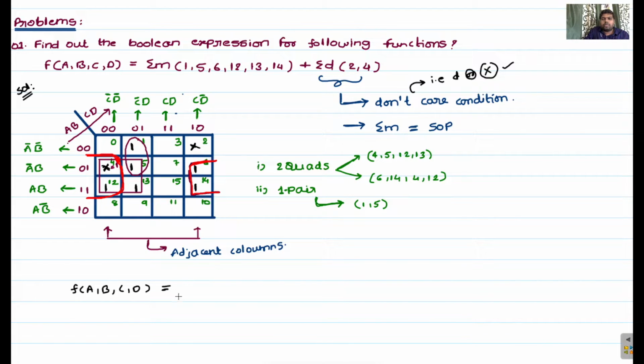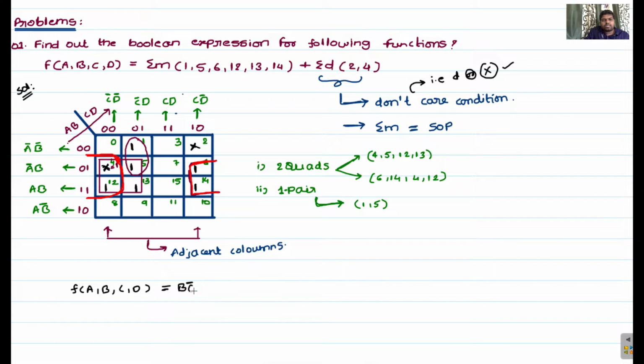Now I am writing, first I will take the 4, 5, 12, 13 quad. Here we have a common element, that is B. If you observe this 0 1 row and 1 1 row, in these 2 rows the common element is B. In the same way, if you observe the columns, 0 0 and 0 1, in these 2 product terms the common element is C bar, so I am taking C bar.